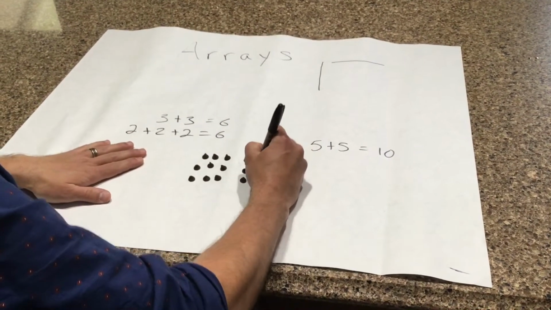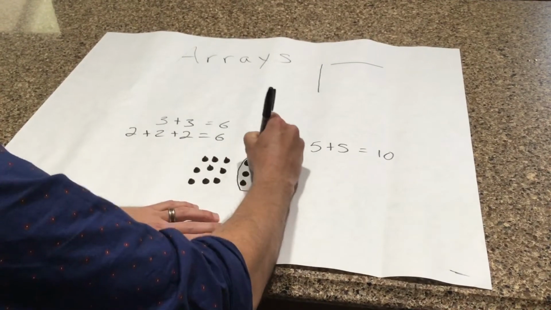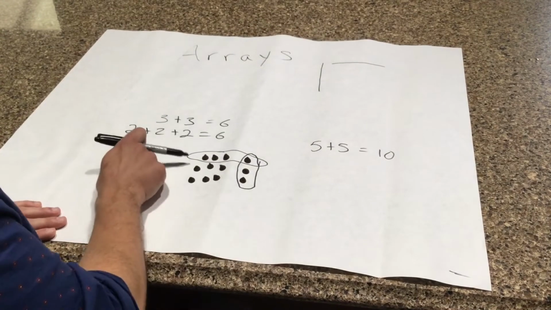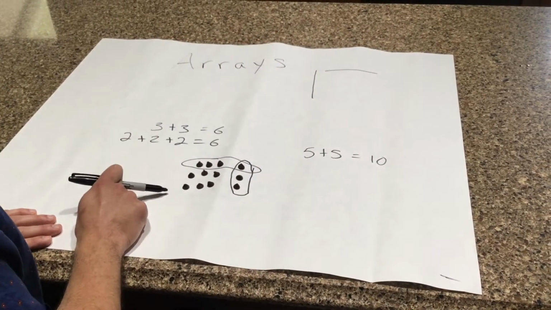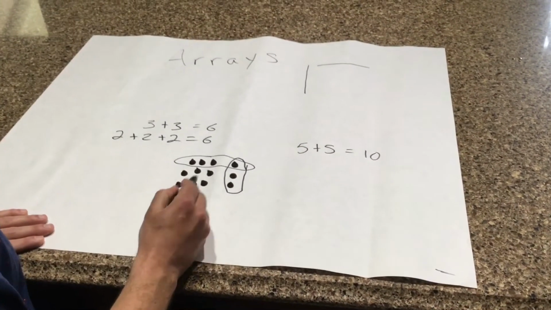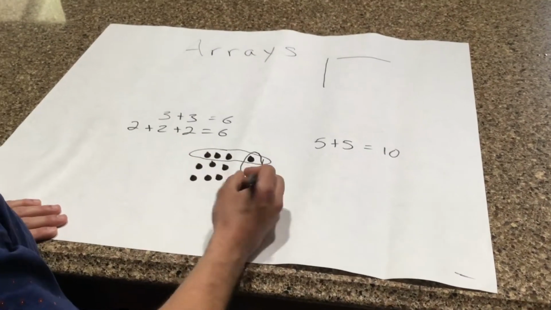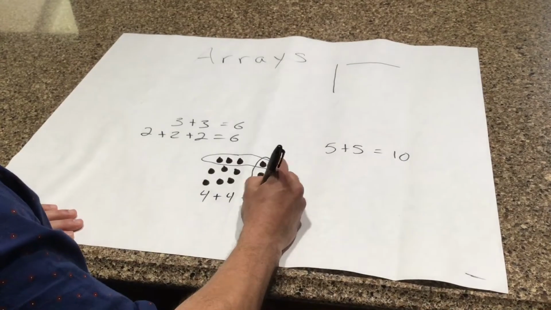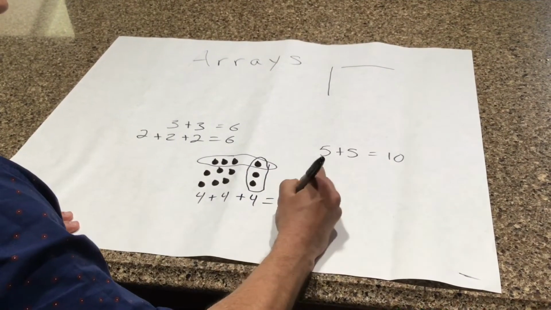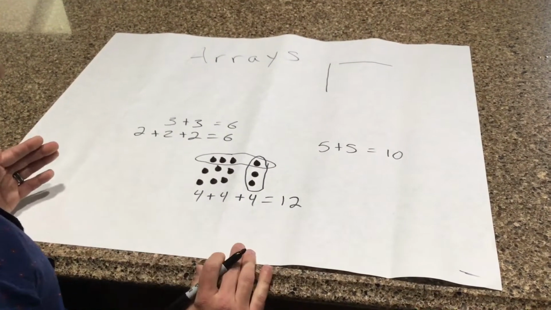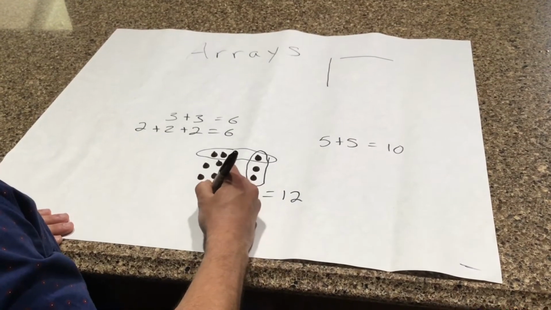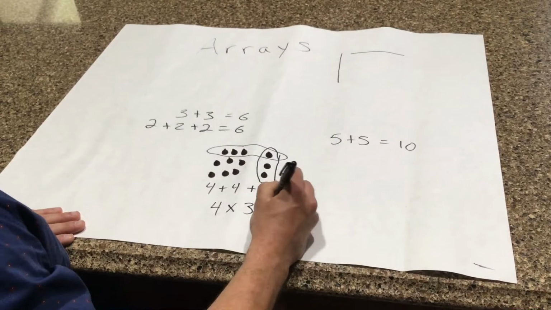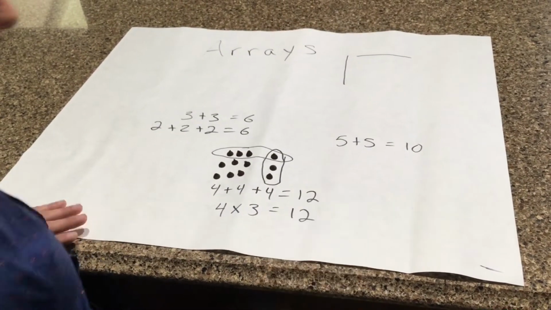Remember, column goes up and down. Rows go left and right. Okay? So I've got 1, 2, 3 rows, and each row has 1, 2, 3, 4. Okay? So 4 plus 4 plus 4 equals 12. And like I mentioned multiplication before, if I wrote it like this, 4 times 3, that would also equal 12.